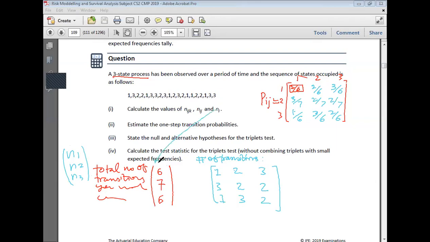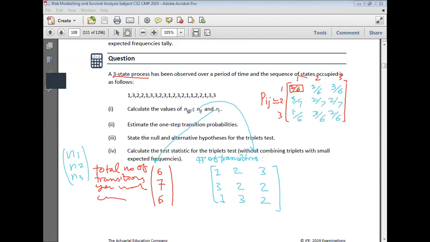Okay, and now if you are looking at Nij, this is your Nij here, and this is basically saying transition from i to j. So the number of transitions you make from one state to the other state. That's cool. But now what about this? They're asking us about Nijk.